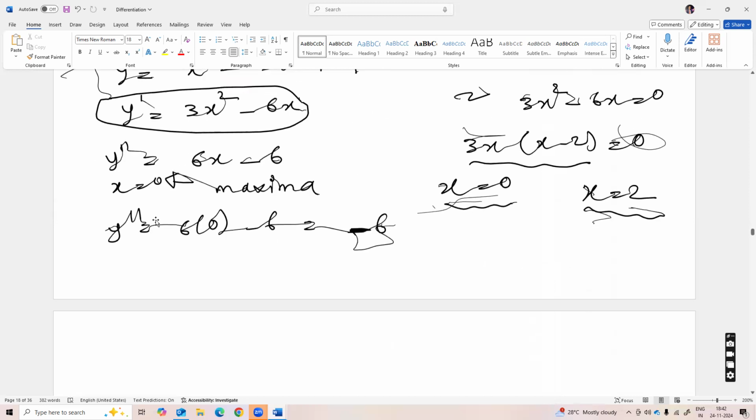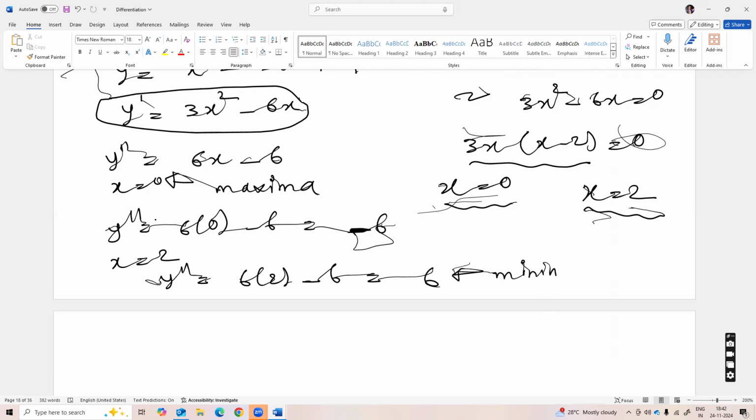Similarly, if you put x equal to 2 here, then in this case we will get y double dash as 6 into 2 minus 6, which is equal to 6. So it is plus 6, and therefore this x equal to 2 is the point of minima.